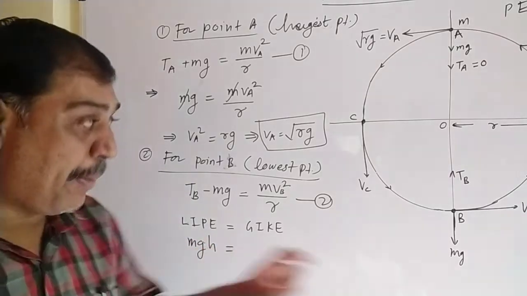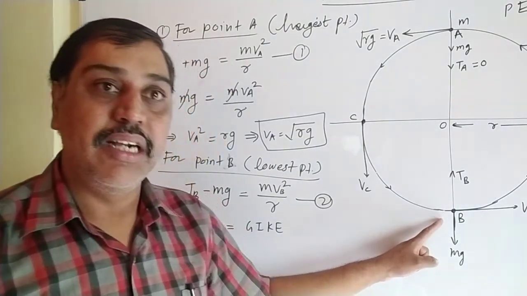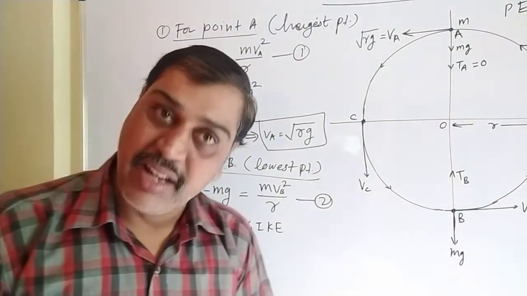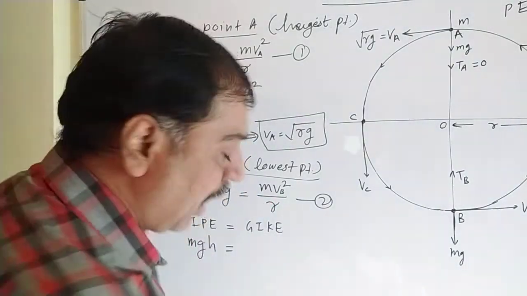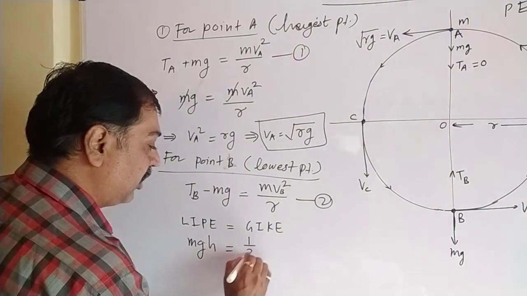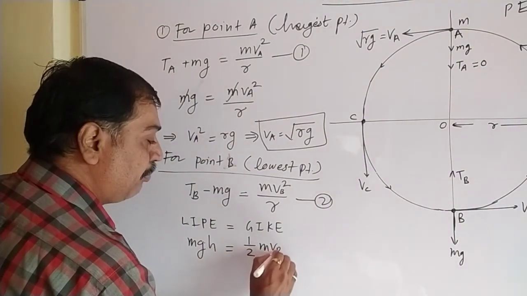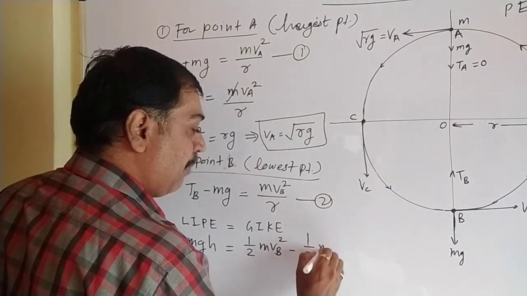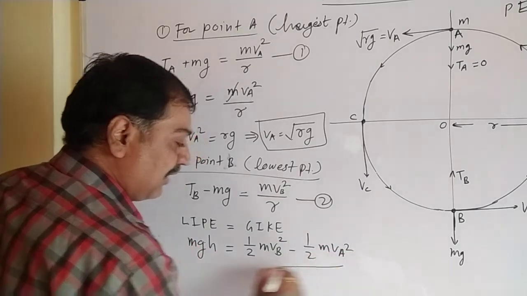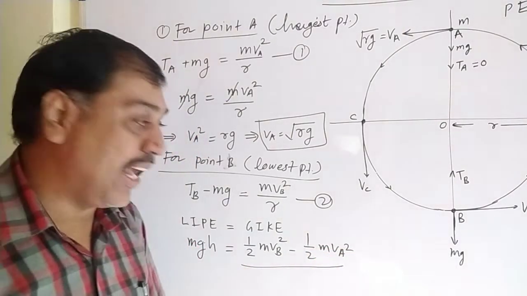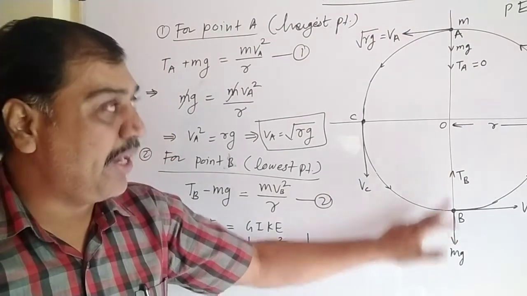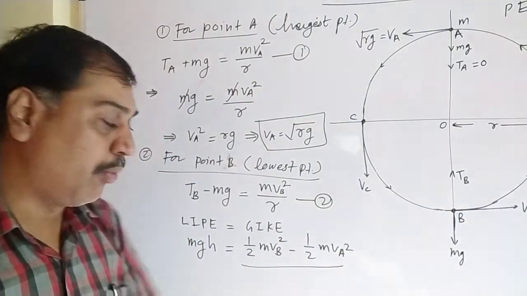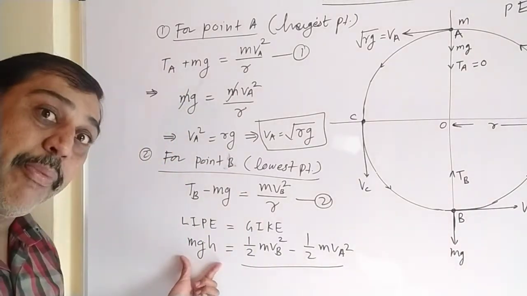Kinetic energy: when the particle comes toward B, its kinetic energy increases. That we can represent by the equation 1 by 2 mv square. So we can write, equal to the gain in kinetic energy, 1 by 2 m vb square, kinetic energy at B, minus 1 by 2 m va square. This is nothing but the gain in kinetic energy: kinetic energy at B minus kinetic energy at A. That is the change in kinetic energy, and it must be equal to the change in potential energy.